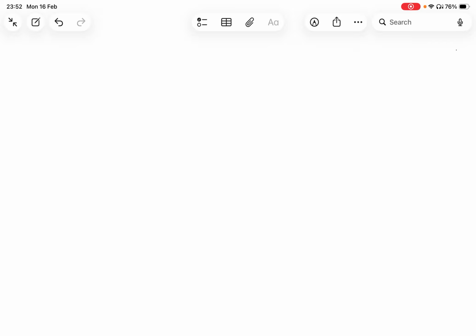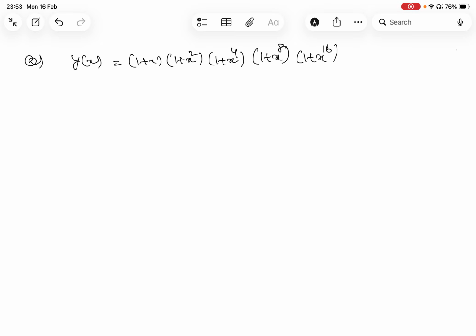Hello, let's solve a problem. It's given that y of x is (1 plus x) into (1 plus x square) into (1 plus x power 4) into (1 plus x power 8) into (1 plus x power 16). Then we need to figure out y dash minus y double dash at x equal to minus 1.